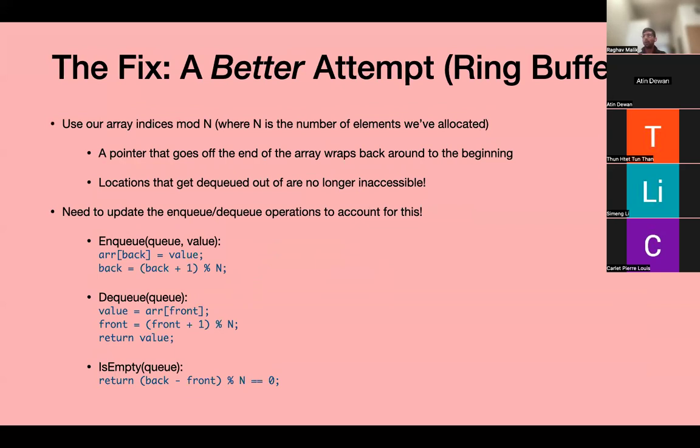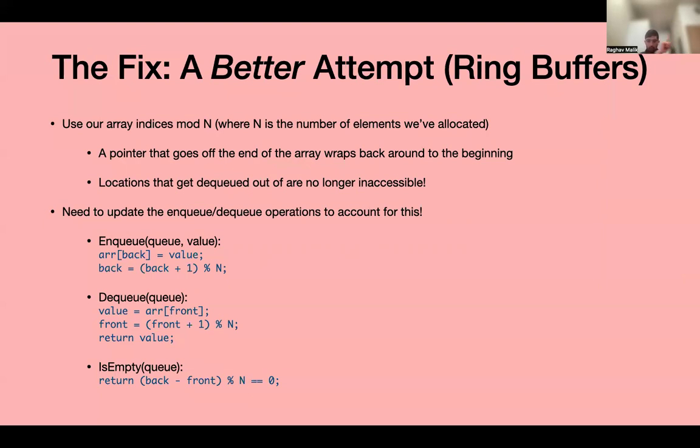Okay. So a pointer that goes off the end of the array wraps back around to the beginning. And in particular, this means that the locations that we dequeued out of are no longer inaccessible, right? We dequeued out of 0 because front got moved up to 1. But now that we're treating things mod n, even if we only ever increment front, we will eventually get front back to 0 because eventually it's going to go to 5, which means it's going to fall off the end, which means it's going to wrap around to the other side. It's a little bit weird to think about, but you can think of it as taking the ends of your array and gluing them together so that if you go off the right side, you come back around to the left side.